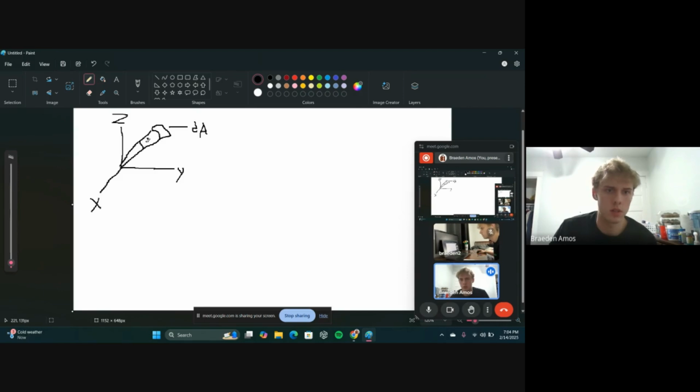This angle is going to be d theta. This length is going to be r times d theta. And then this is going to be theta, this angle. So we'll project that down to the xy plane, again coming from the origin. And this angle is phi. This is going to be d phi. This length is going to be r times cosine phi.